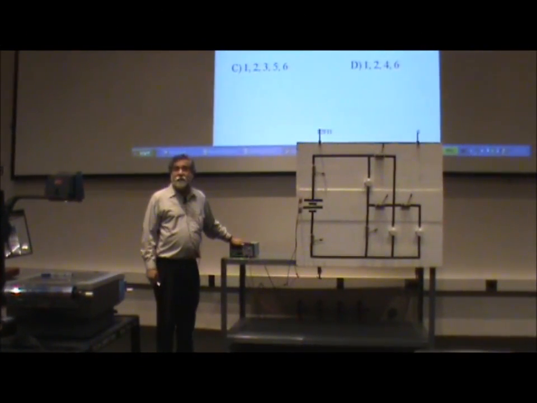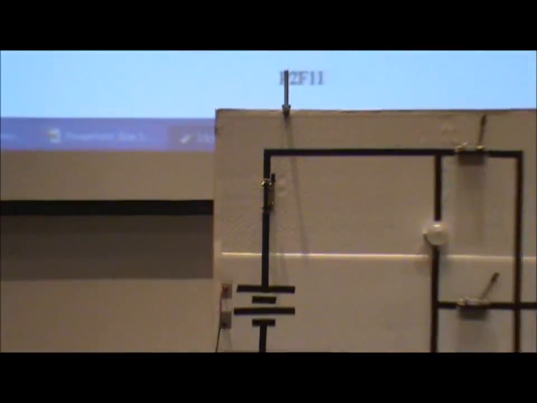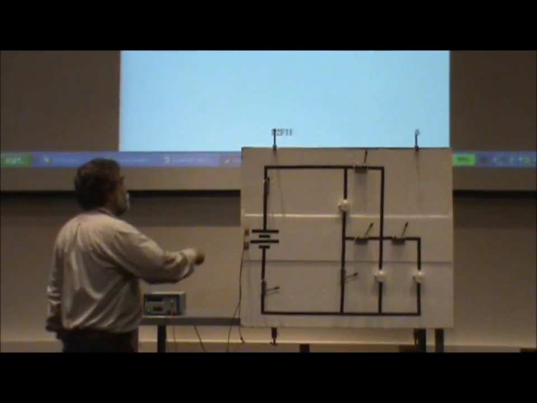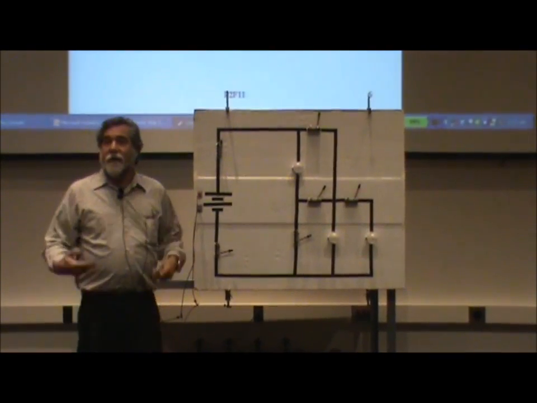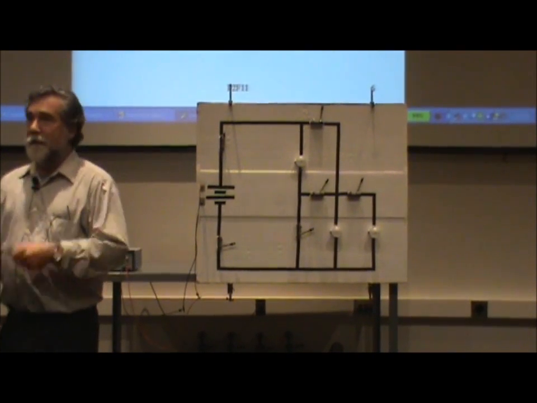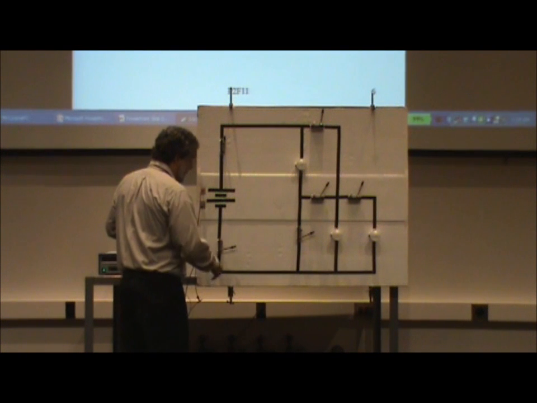I'm going to do what the Harvard students said. And the bulb doesn't light. And you all already know why it doesn't light. You've got to complete the loop so that current can flow. If current can't flow through the light bulb, then the light bulb is not going to light.